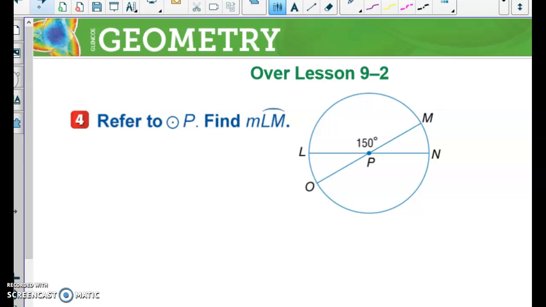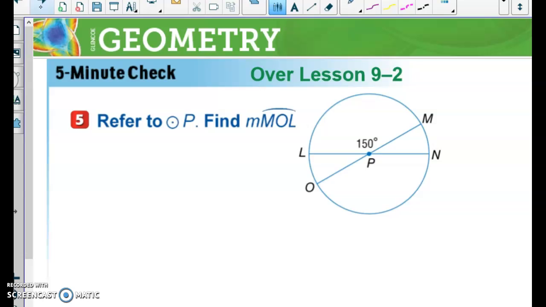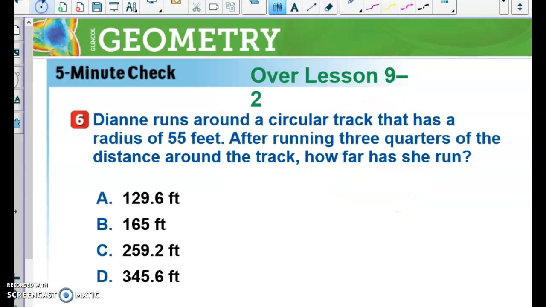On this one, they're asking us to find the measure of arc LM. Well, because the central angle and the arc have the same measure, my arc will be a 150 degree arc. On this one, they want us to find the measure of arc MOL. Well, we know that this is 30 because that makes it a diameter or a semicircle. Vertical angles puts that as a 30 degree angle. So we get 180 plus the 30 gives me 210 degrees.